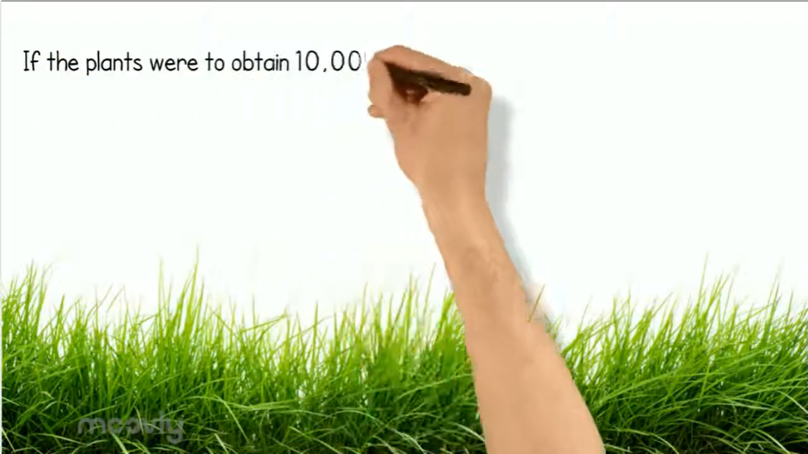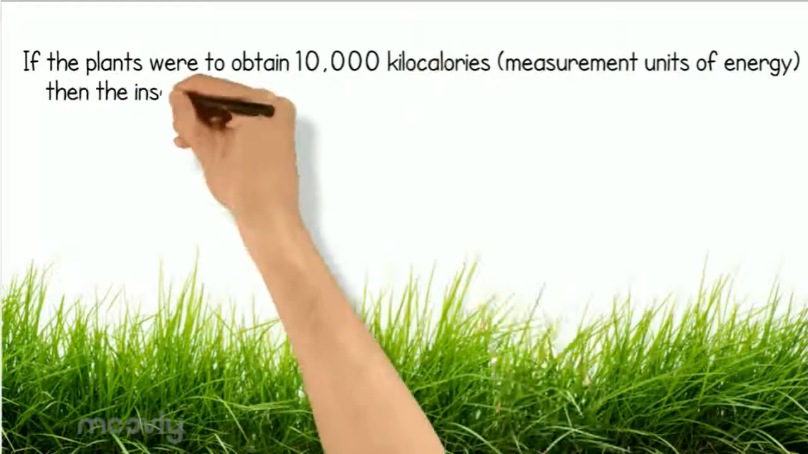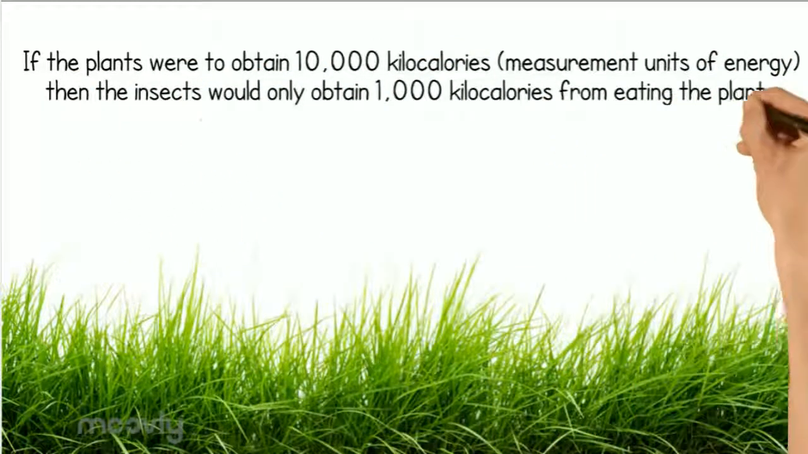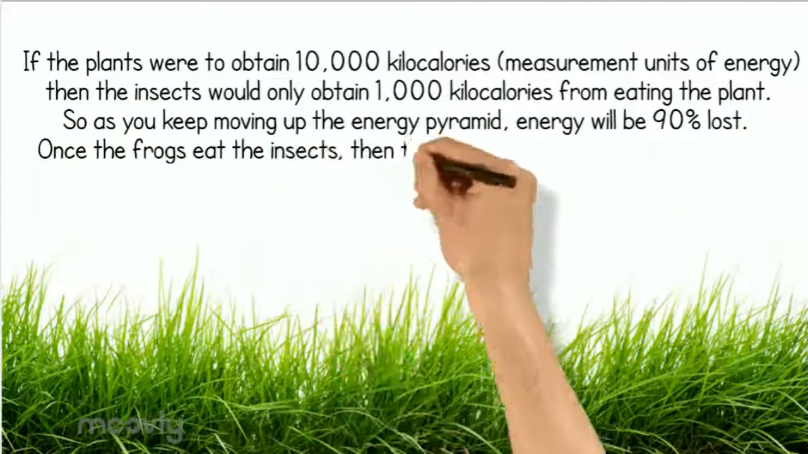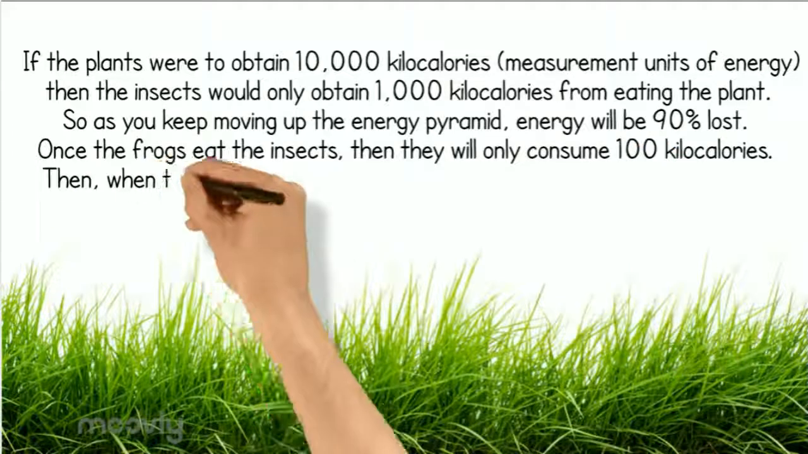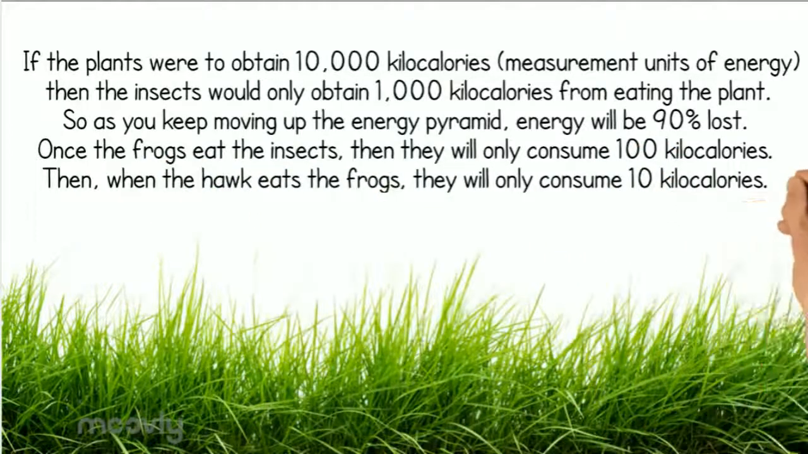If the plants were to obtain 10,000 kilocalories, measurements of units in energy, then the insects would only obtain 1,000 kilocalories from eating the plant. So as you keep moving up the energy pyramid, energy will be 90% lost. Once the frogs eat the insects, they will only consume 100 kilocalories. Then when the hawk eats the frogs, they will only consume 10 kilocalories.